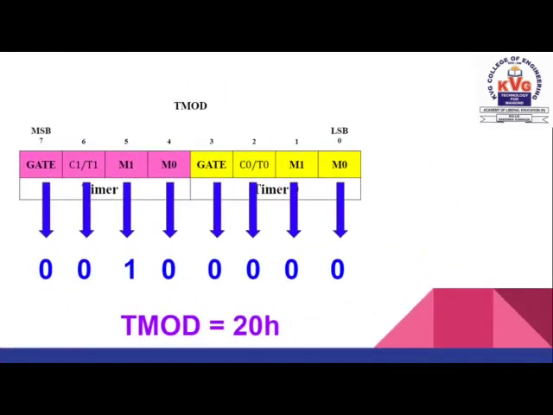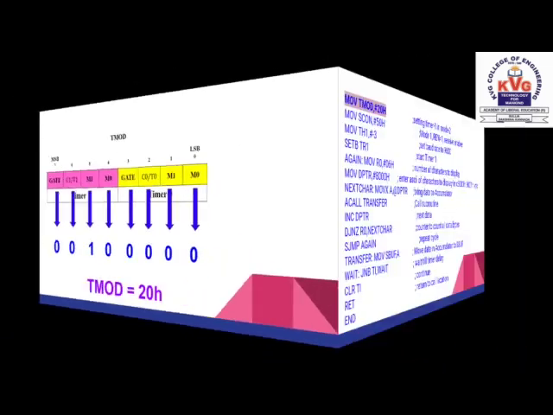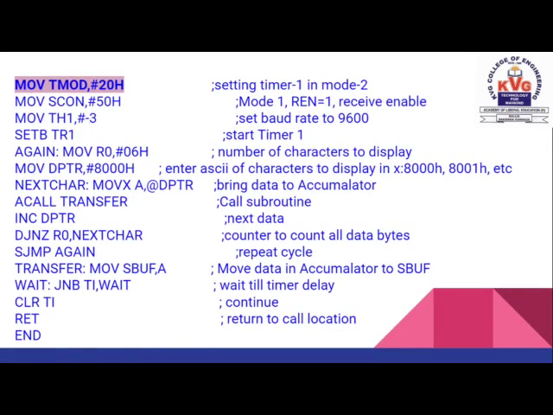The bit details of the TMOD register are as shown here to set it to timer 1 mode 2. Mode 2 is an 8-bit auto reload timer, in this case where TH1 holds a value which is to be reloaded into TL1 each time TL1 overflows. Let's go on to the next slide.